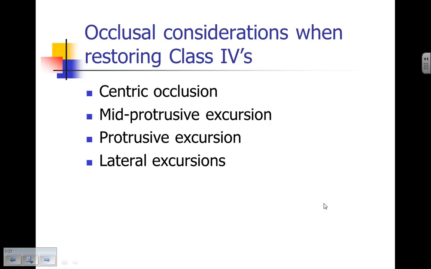And so when we're looking at class 4s, there are significant occlusal considerations. We need to look at centric occlusion. We need to look at mid-protrusive excursions and full protrusive excursions, edge-to-edge, and lateral excursions. That'll help determine whether or not we need to reshape opposing teeth so that we can rebuild the fractured tooth back to an aesthetic and functional circumstance.